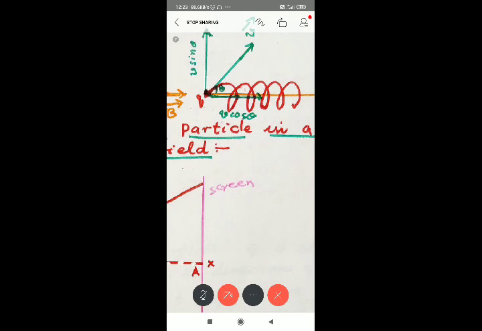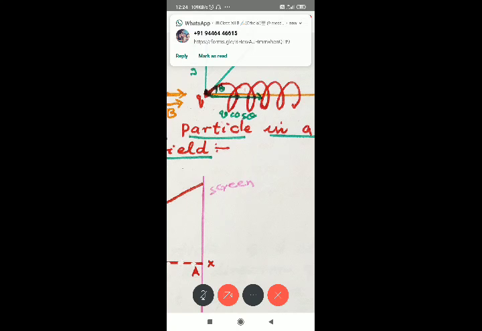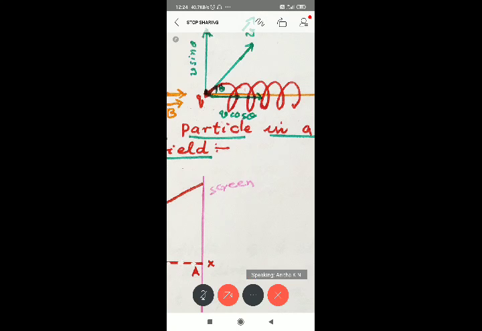By the time the particle completes one circular motion, it moves a linear distance. When the next circle is completed, it moves a linear distance again. In between the circles you can see there is a distance. So this path is known as a helical path. We have studied a helical spring; a solenoid is in the shape of a helical spring. Like that, the particle moves along a helical path due to these two components of velocity.